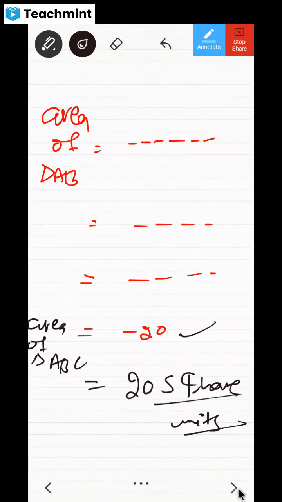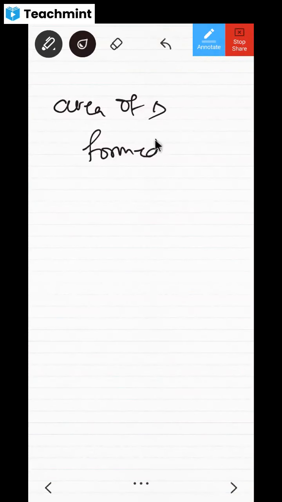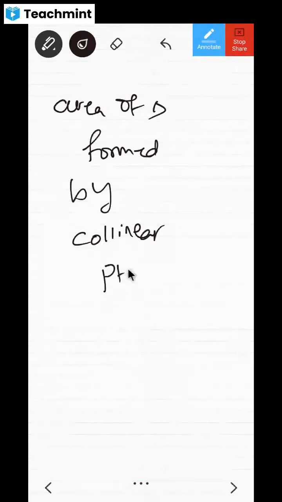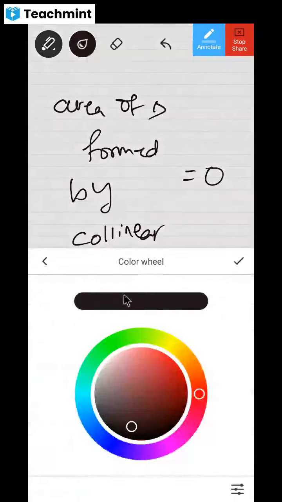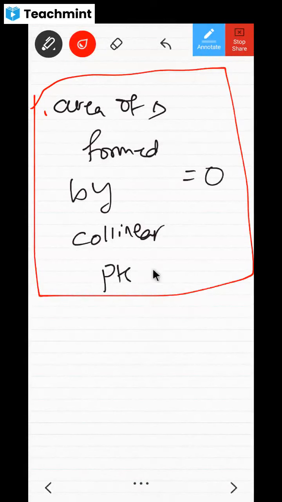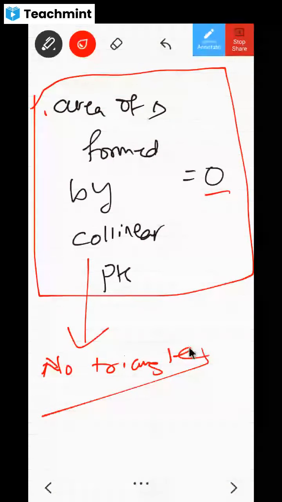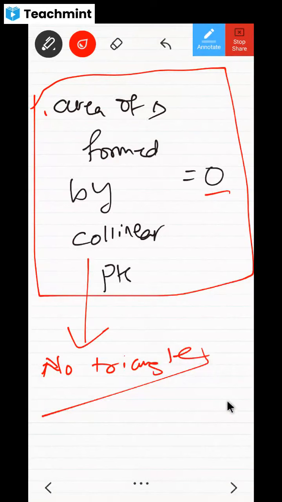Now, the area of a triangle formed by collinear points. What will be the area of a triangle formed by collinear points? Zero, no? First of all, collinear points means the triangle won't be formed at all. Collinear points are there means no triangle. No triangle means what will be its area? Zero, right? So, dear children, try to get this: no triangle means area zero.